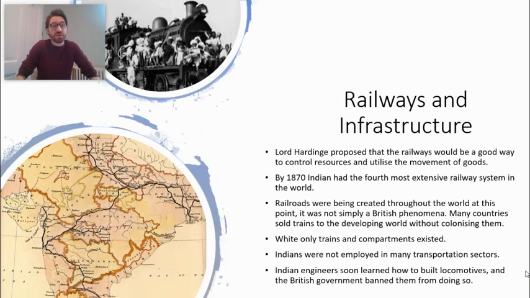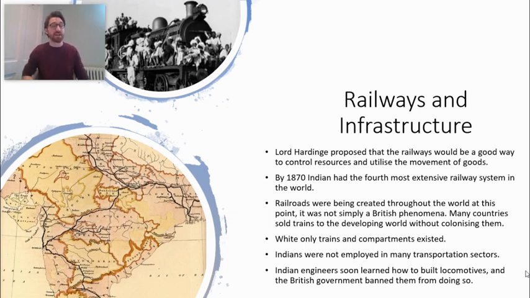One of the most controversial topics in this time period is railways and infrastructure. Some historians see this as a positive, that under this time period, the British introduced extensive railway systems. And in fact, by 1870, India has the fourth most extensive railway system in the world. This improves India's ability to trade and has a very positive impact on the economy.